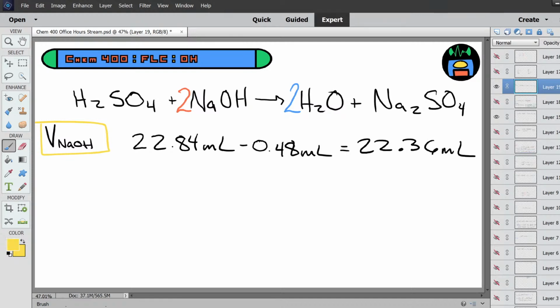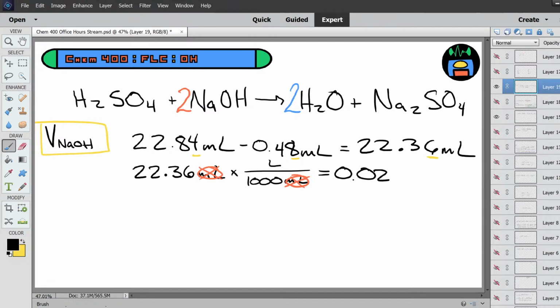You'll notice our sig figs are totally fine. The last sig fig in both of these numbers is in the second decimal place. And we're subtracting, so our answer must have its last sig fig in that decimal place, and it does. We're going to need this volume in liters, so let's go ahead and do that unit conversion. There are 1,000 milliliters in a liter. Milliliters cancel, giving us a volume of 0.02236 liters.